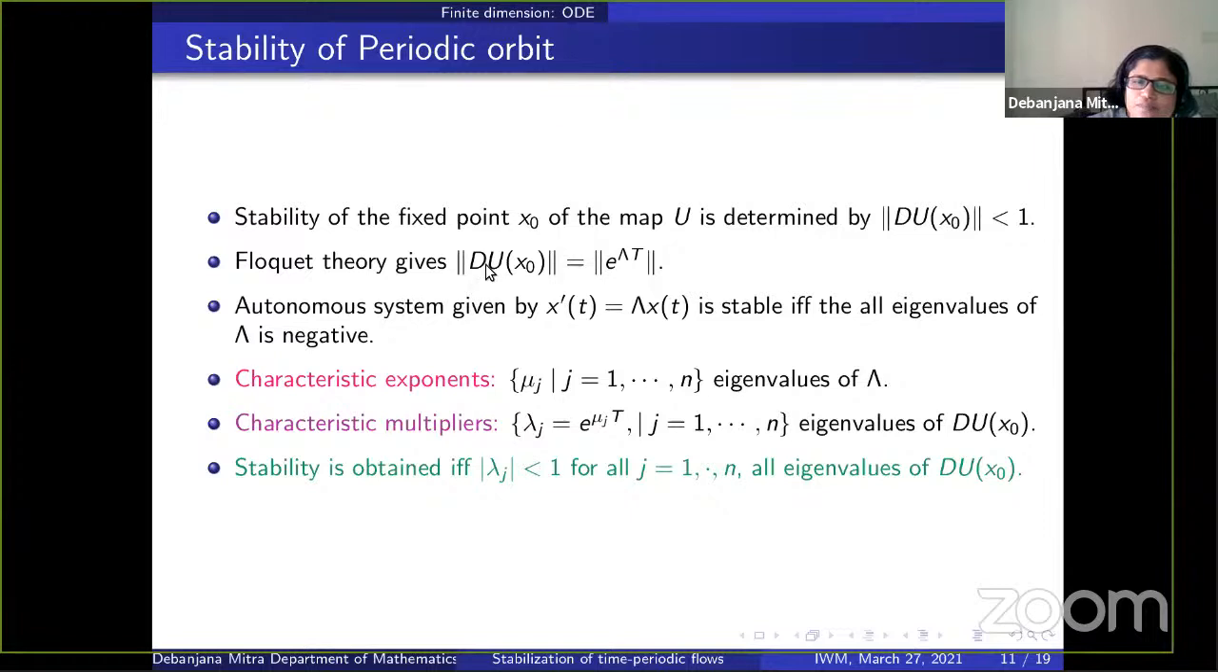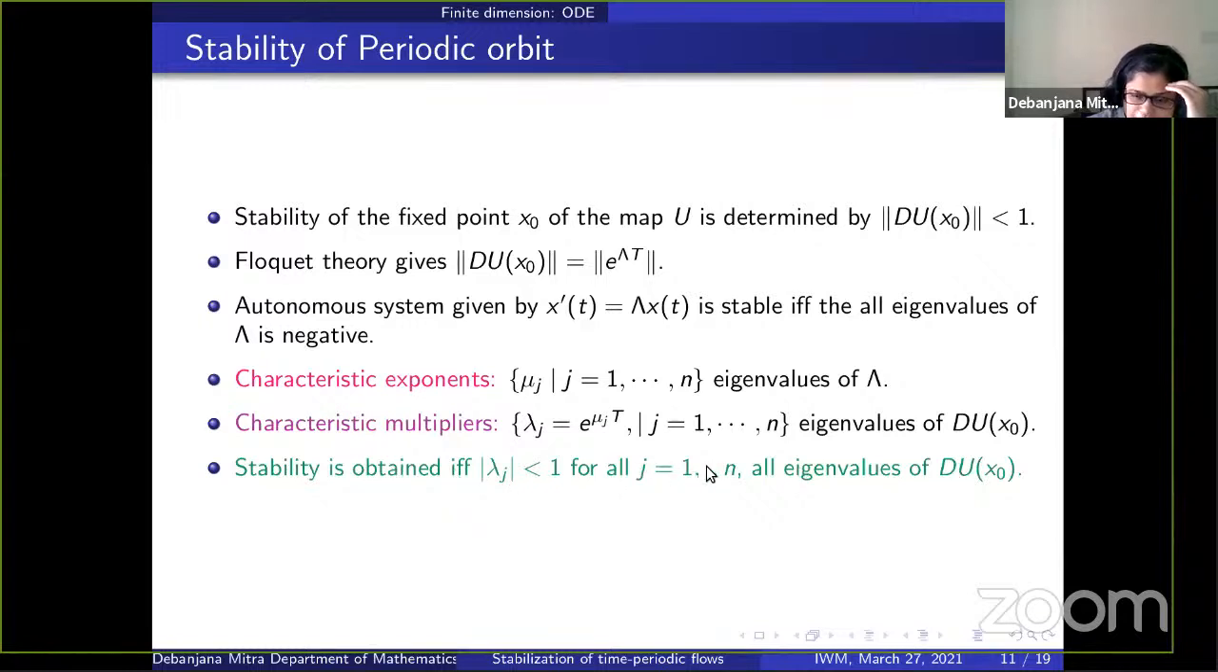And then Floquet theory gives in particular that the norm of DU(x naught) is equal to e to the power sigma T. And we have already seen that x prime(t) = Lambda x(t) can be stable if and only if all the eigenvalues of Lambda are negative. So in summary, this is the last line: stability of the system is obtained if and only if the modulus of lambda j is strictly less than 1, that is, less than unit modulus for all eigenvalues. The lambda j's are the eigenvalues of the operator DU(x naught).